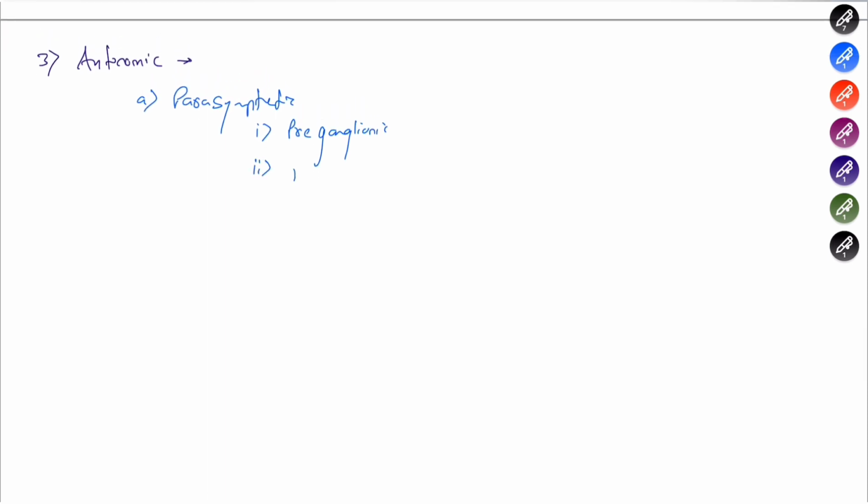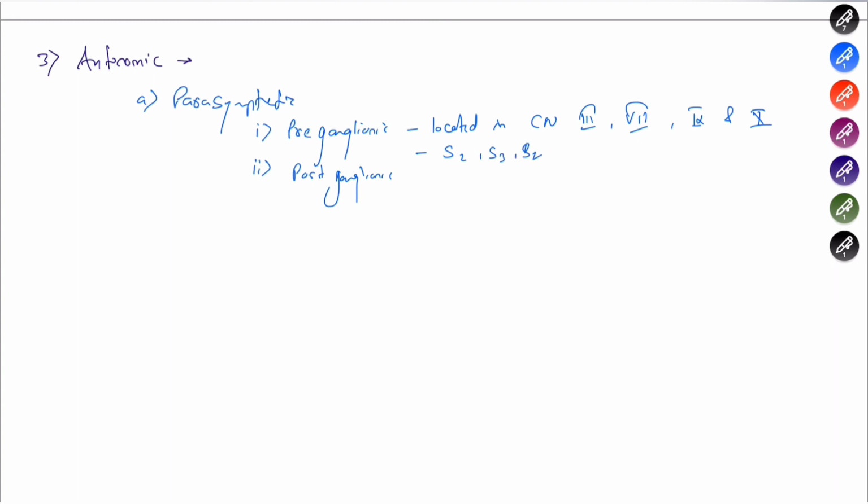So preganglionic neurons are located in cranial nerve number 3rd, 7th, 9th, and 10th, as well as the sacral 2nd, 3rd and 4th, S2, S3 and S4 segments of the spinal cord.